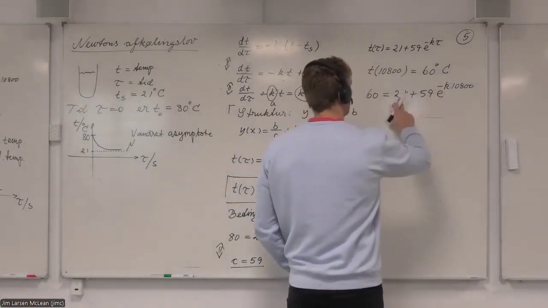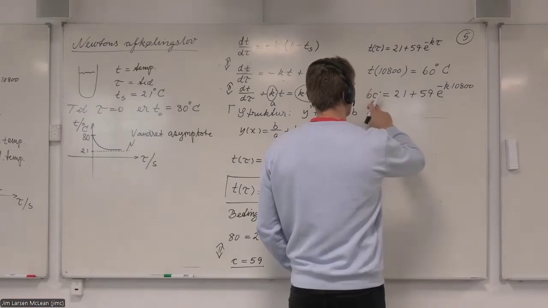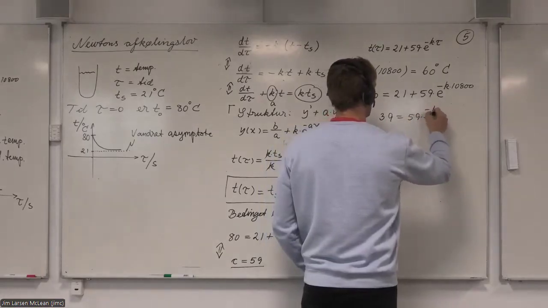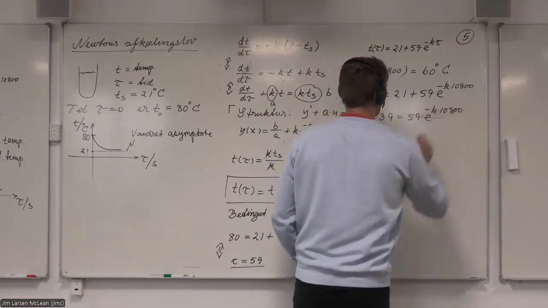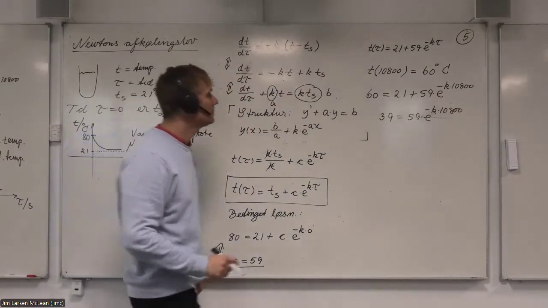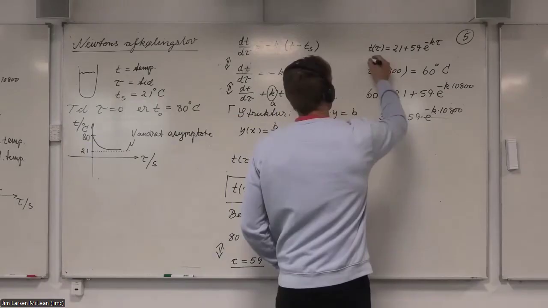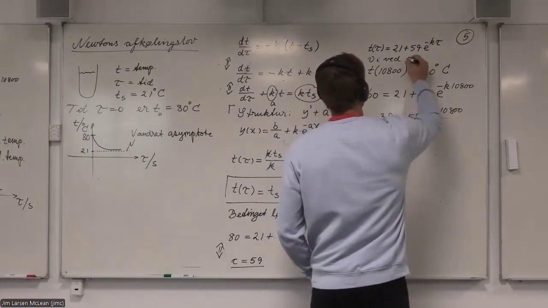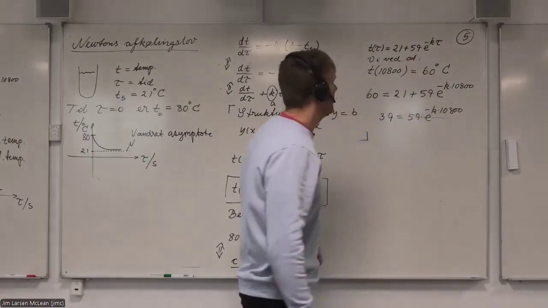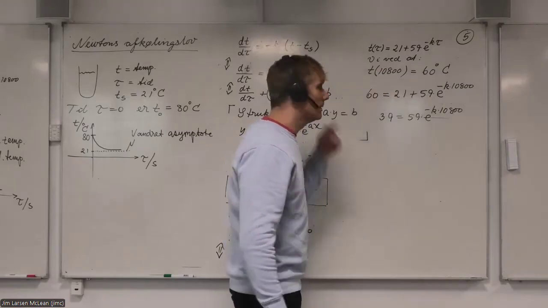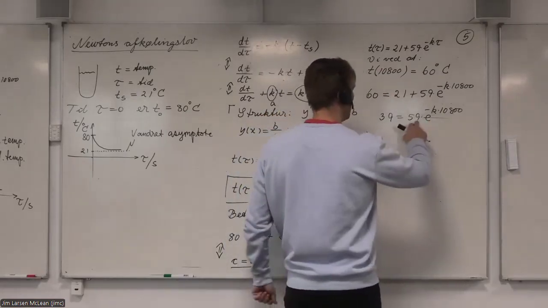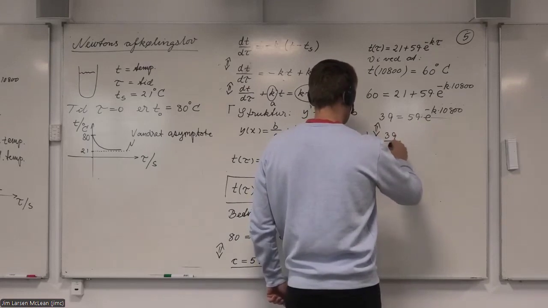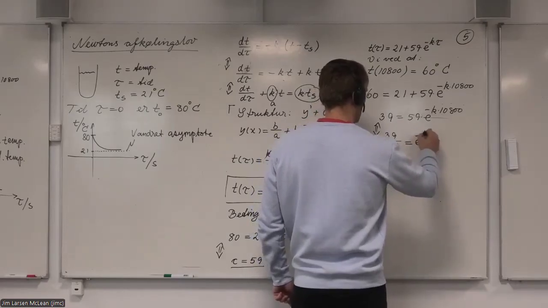So I'll just subtract 21 from both sides here. What does that give? 39. So 39 equals 59 times e to the minus k times 10,800. Now I would like to isolate k. Because it's something we know from experience, we know it's true that the coffee has cooled down to 60 degrees after 3 hours. Well, then I can find k. I just need to divide both sides by 59. Then I get 39 divided by 59 equals Euler's number to the power of negative k times 10,800.